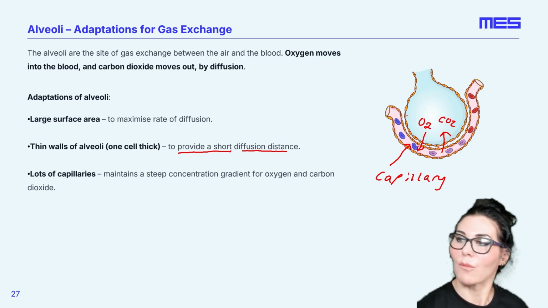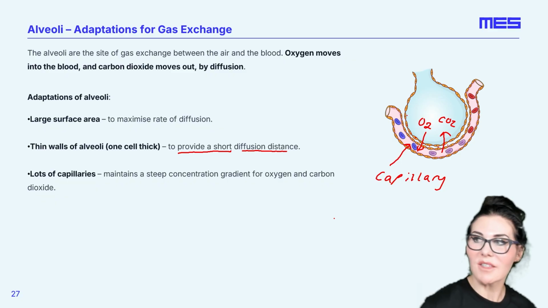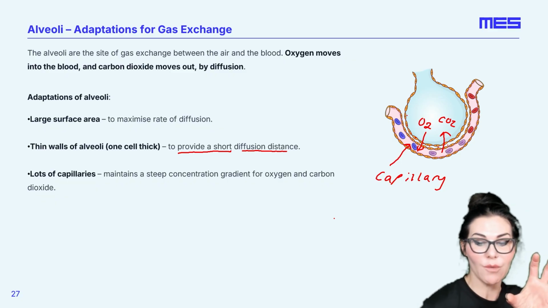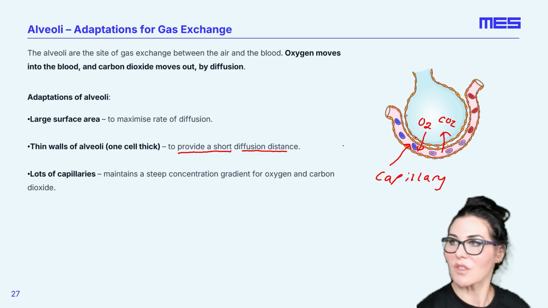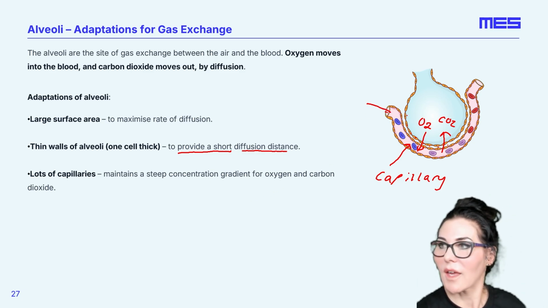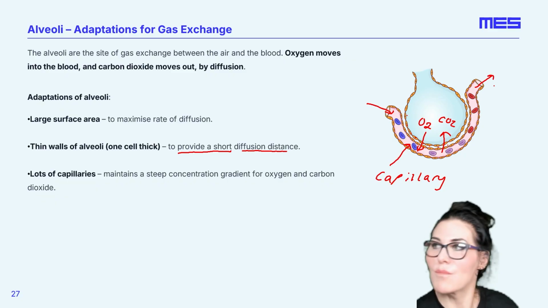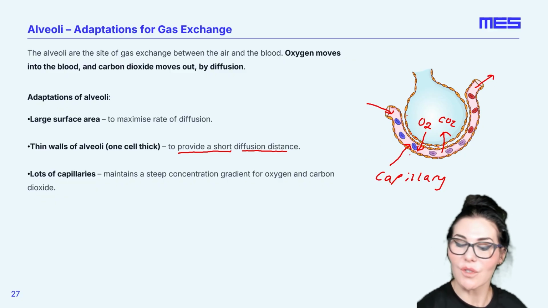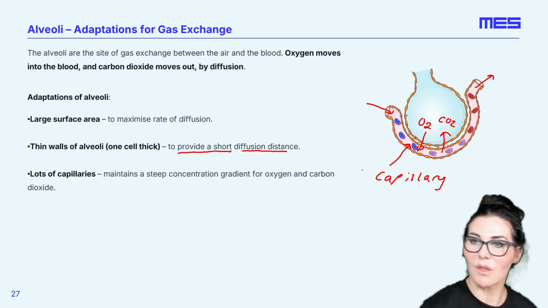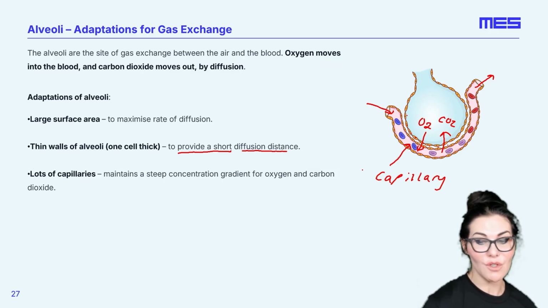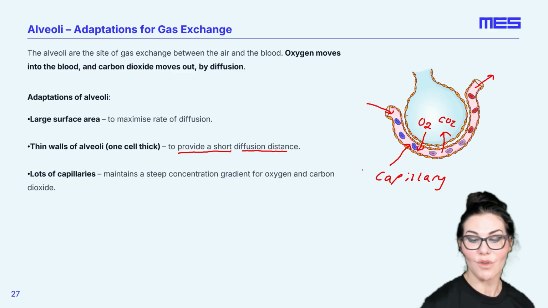Now, on this diagram, we're only seeing one capillary, but in reality, each alveolus has tons of capillaries associated with it. So all these capillaries mean that blood is constantly flowing into the lungs and out of the lungs. It's moving all the time. So as soon as oxygen gets into the blood, it's moved away and is replaced by deoxygenated blood. So that helps to maintain a steep concentration gradient for oxygen and carbon dioxide to ensure they keep diffusing from a high to a low concentration.